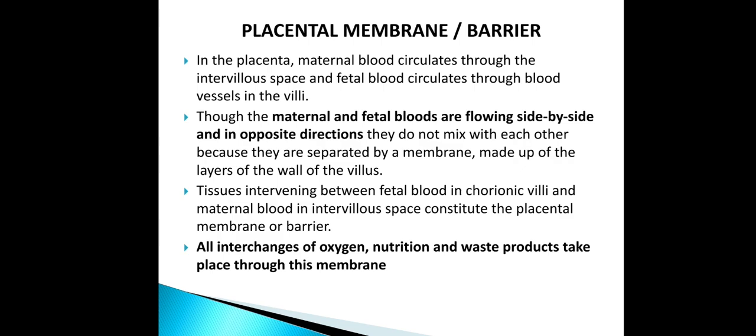And one thing: maternal blood is coming from the maternal side or the endometrium, and fetal blood is coming from the umbilical vessels. So the blood flow is side by side but in opposite direction, and they do not mix with each other because of this placental membrane, which is made up of the wall of the villi. Okay, so chorionic villi contain fetal blood, the intervillous space contains the maternal blood, and the wall of the villi forms the placental membrane or barrier, and all the interchanges of oxygen, nourishment and waste products occur through this membrane.